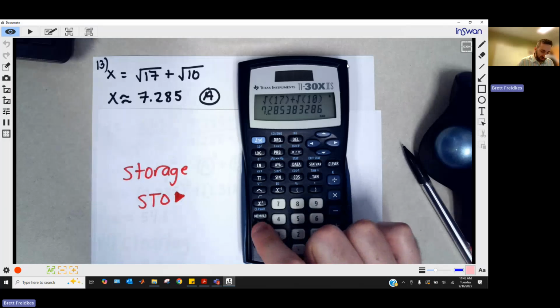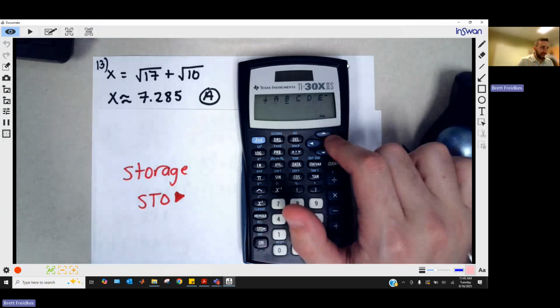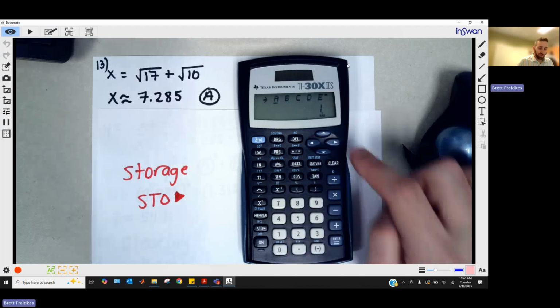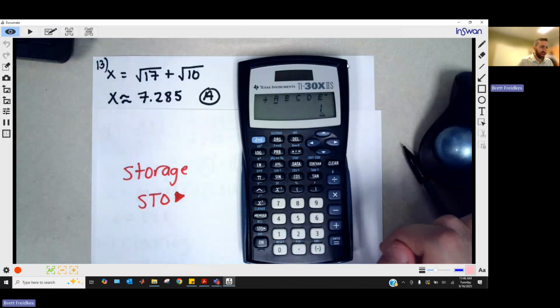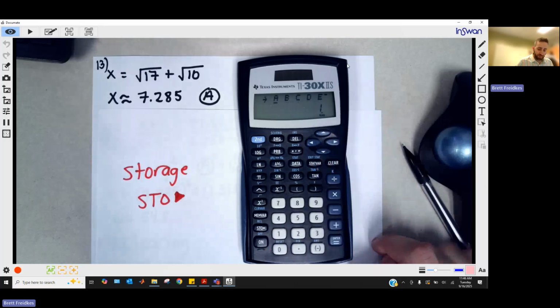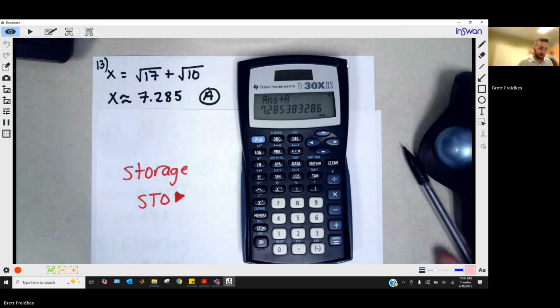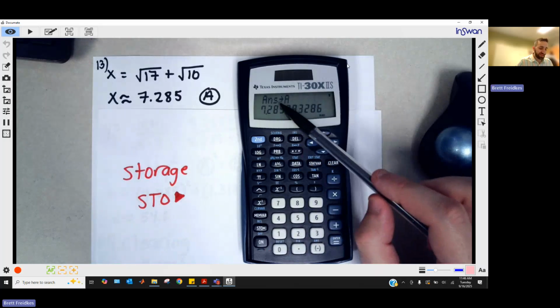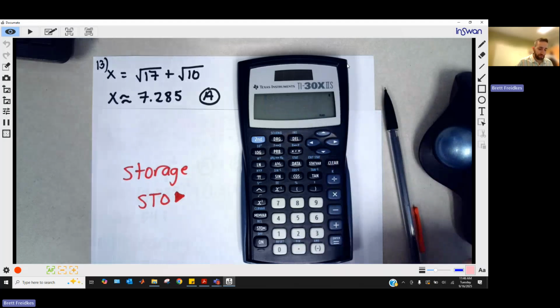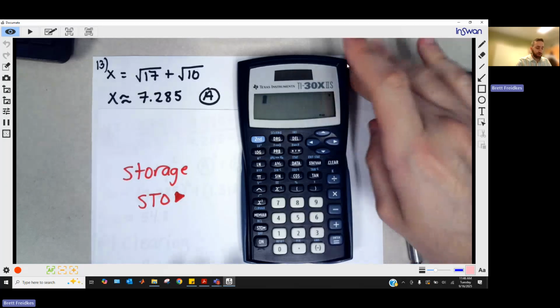So what I can do is click store. And now you can see I have these 5 letters to pick from. You can see that I have a 1 currently stored under A, but I'm going to overwrite that in a second. But you can pick a letter, and then once you're happy with the letter, you can click enter. And you can see that it tells you the answer has now gone to A. It tells you what that answer is. So now that value is stored in memory under that letter.